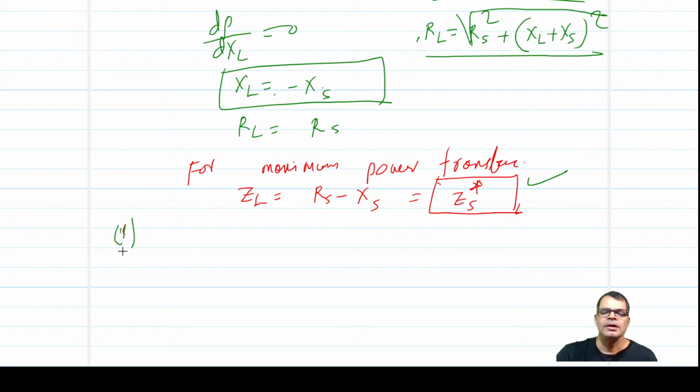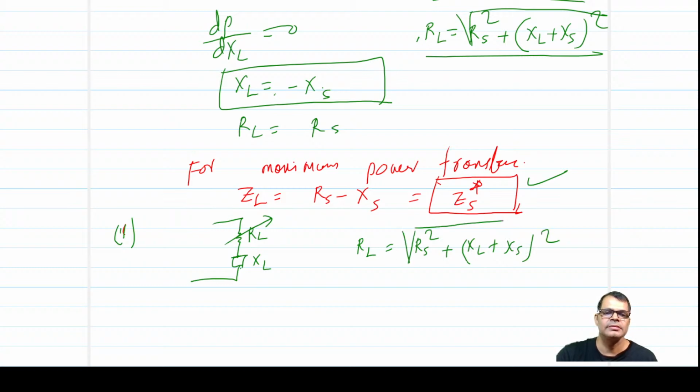Now for the special case, when you can only vary RL, not XL, then for maximum power transfer, we have already calculated RL equal to the square root of Rs square plus (XL plus Xs) square. Case 2, when you are only allowed to vary the reactance of the load.